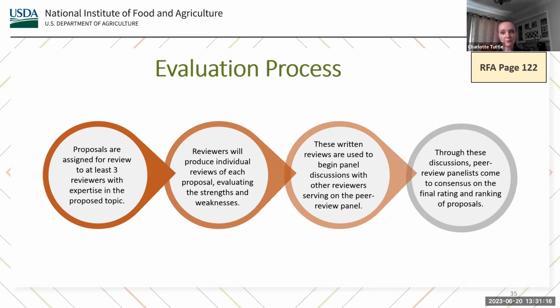Through these discussions, peer review panelists come to consensus on the final rating and ranking of the proposal. Once they discuss the strengths and weaknesses of the proposal, they will rank it outstanding, high priority, medium priority, low priority, or do not fund, which usually means it doesn't fit the program, not that it's a terrible proposal.